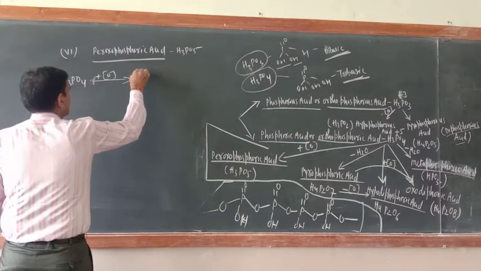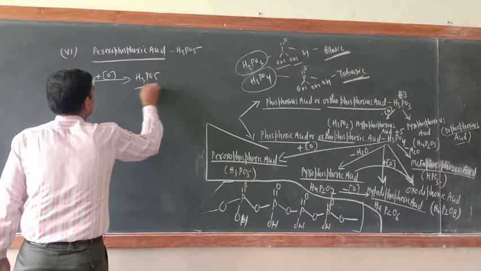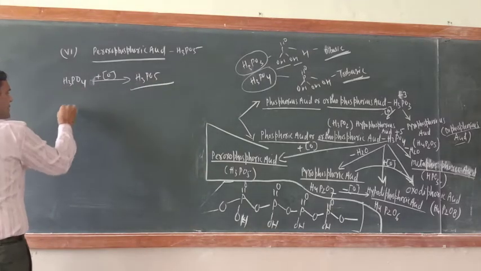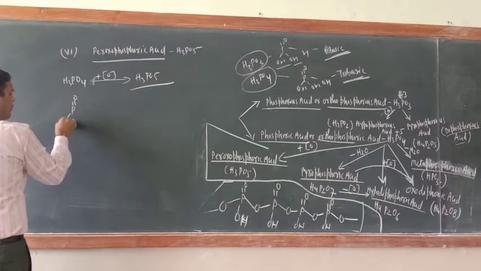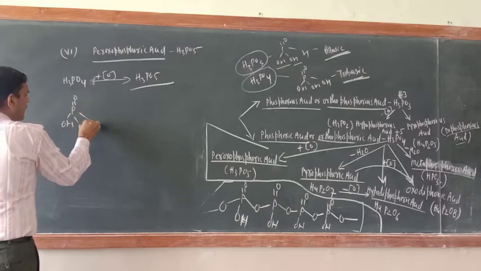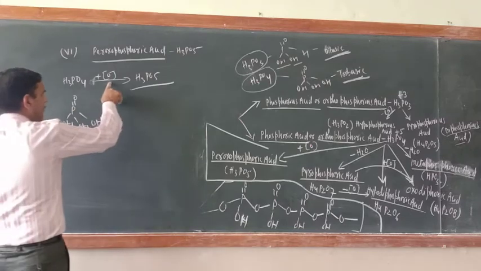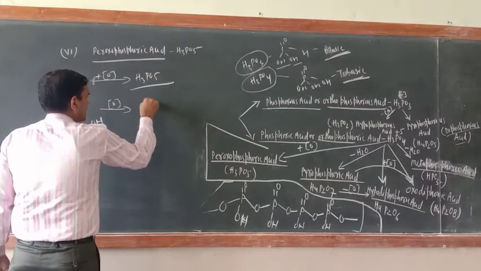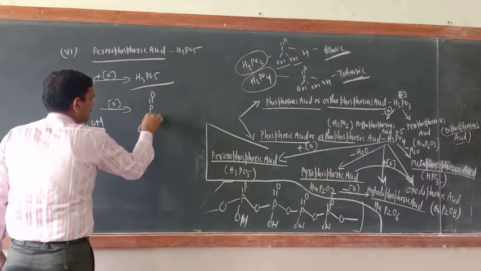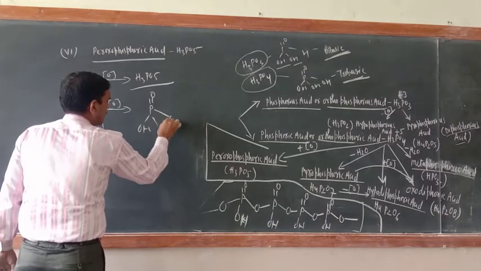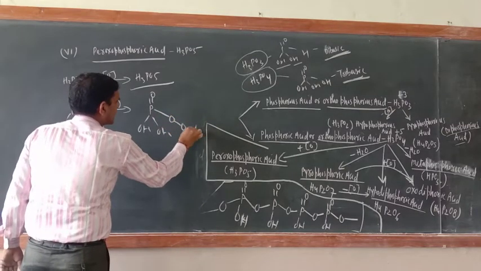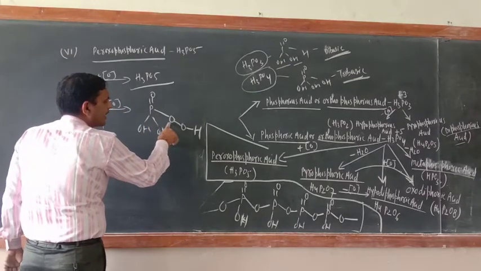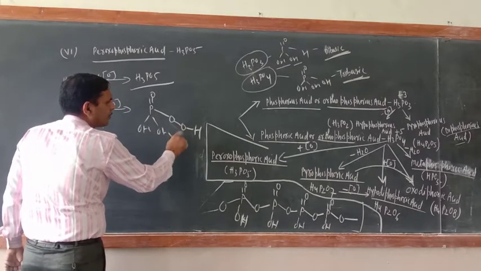So now here what is there? H3PO5. Now what is the structure of H3PO4? P double bond O, OH, OH and OH. Correct or not? Now one more oxygen should be added. Very simple. Just see, P double bond O, OH, OH. Now here one O, O and H means the added oxygen will form a peroxide bond here. O single bond O is there.